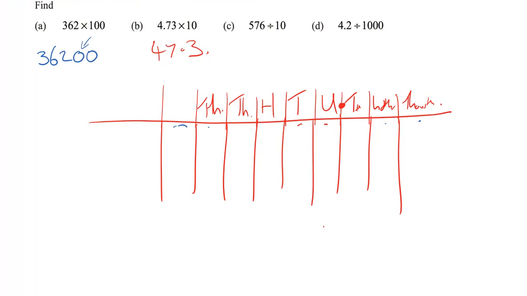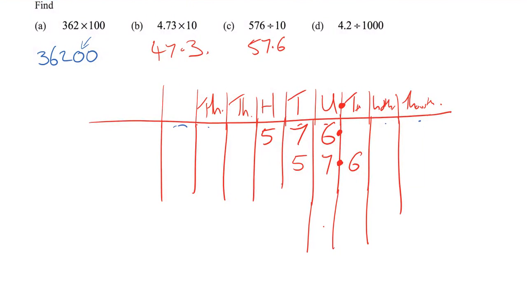We will put in our 576, and we've got to divide it by 10. So things are moving backwards. The 5 will go now in the tens column, the 7 in the units column, the 6 in the tenths column. So our answer is 57.6. What about if we started off with 4.2?